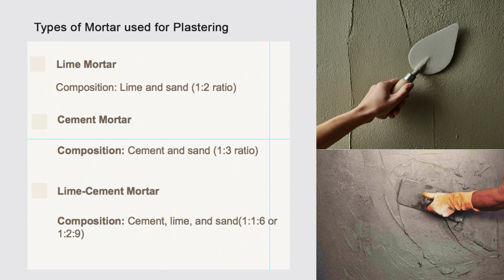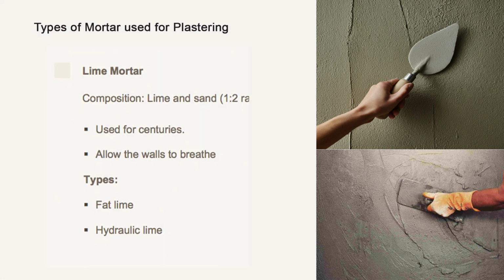We have lime mortar, which is a composition of lime and sand in the ratio of 1:2. Then cement mortar, which is a composition of cement and sand in the ratio of 1:3. And lime cement mortar, which is a composition of cement, lime and sand in the ratio of 1:1:6 or 1:2:9. Now, let us discuss each one of these in detail.